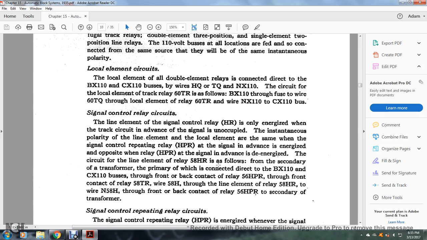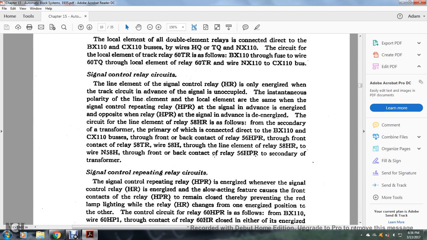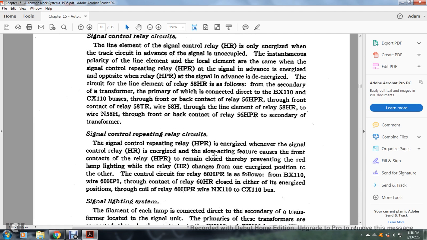The local element double element relay is connected directly to the BX110 and the CX110 buses with the wire with the HQ and TQ and NX110. The circuit for the local element, the track relay 60TR, is followed with the BX110 and through the fuse with the wire to the 60Q TQ, through the local element of the relay 60TR with the wire and NX110 to CX110 bus.